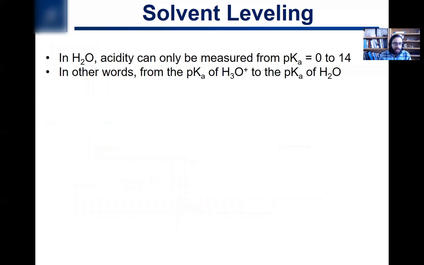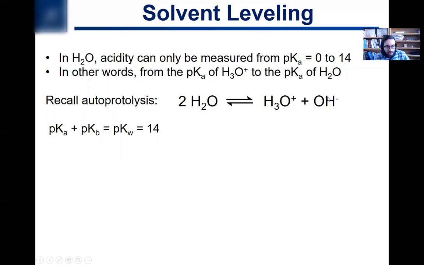So what does this mean? In water, what we basically figured out is acidity can only be measured from pKa 0 to 14, okay? And why 0 to 14? That's the pKa of hydronium, which is 0, and the pKa of the conjugate base of hydronium, water, which is 14. The pKa of water is 14.